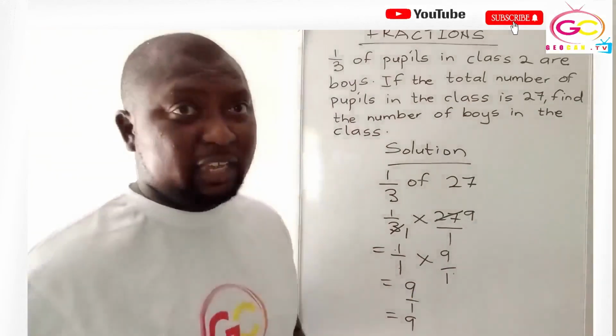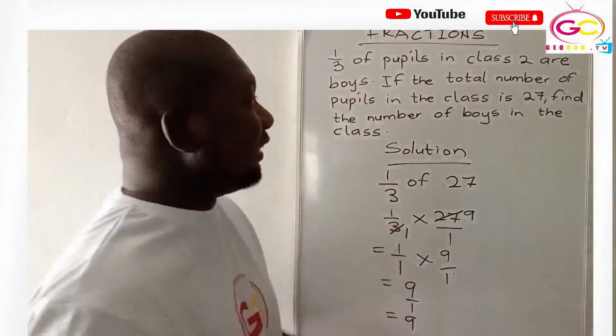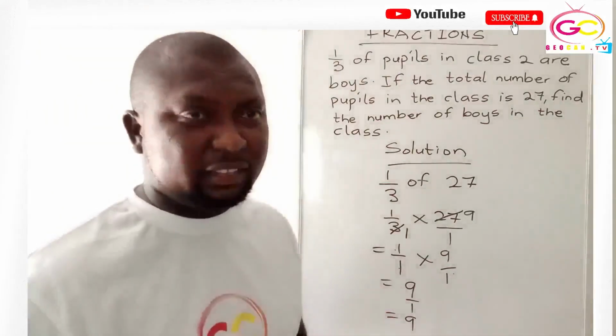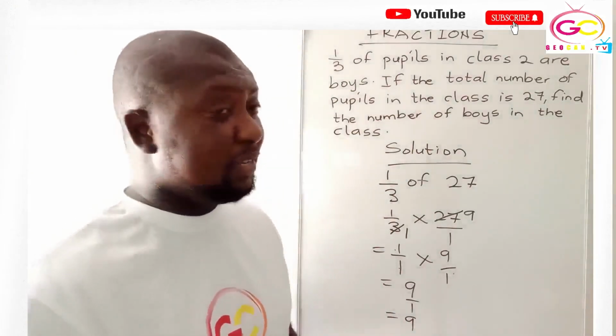Good. So easy as ABC. What it simply means is that the number of boys in the class is 9. Easy as ABCD.